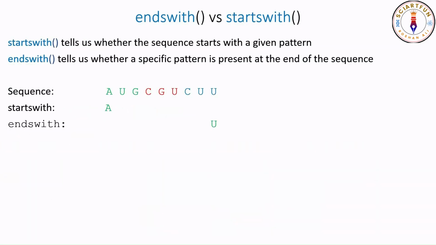The startswith method tells us if a sequence starts with a specific pattern. Similarly, endswith tells us about the presence of a specific pattern at the end terminal of a given sequence. This sequence starts with A and ends with U.